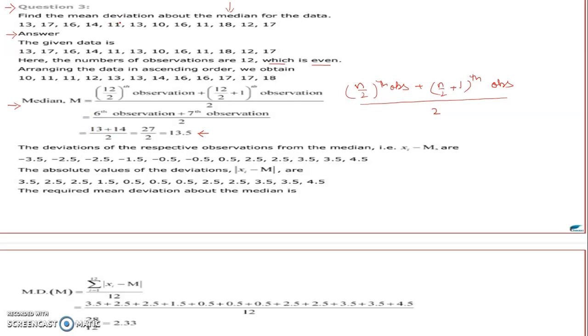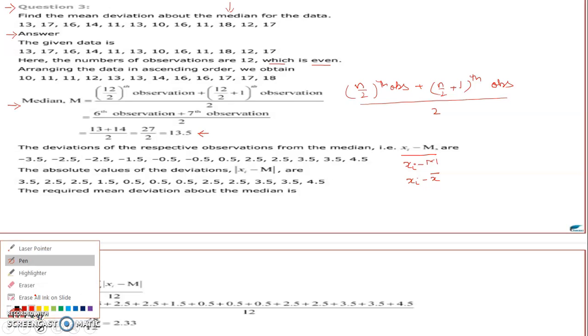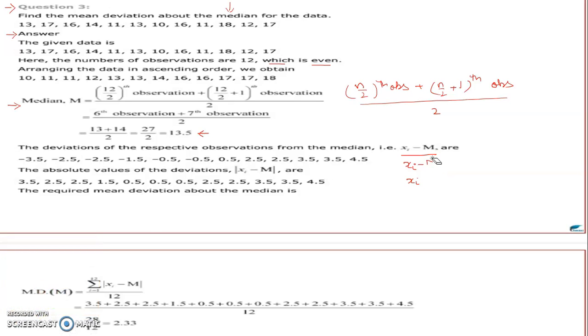See, in the question it is saying deviation. So what is deviation? In the previous question, if you remember, I explained you have to subtract something. I've written the deviations of the respective observations from the median, that is xi minus M. This is subtracting from the median. If I write xi minus x bar, this means subtracting from the mean. So don't get confused. So I'll subtract now, and let me erase this. It is the same. So I've written here xi minus M.